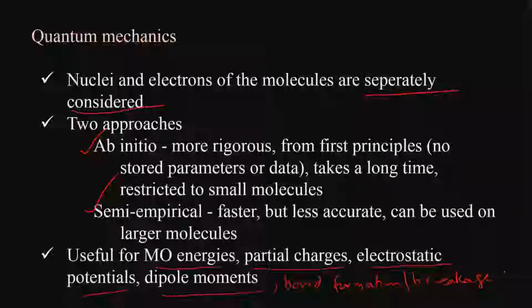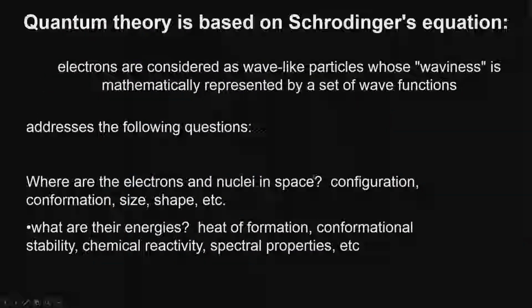We can also look at molecules at different oxidation states. All these can be done in quantum mechanics, and we will look at semi-empirical, which is faster but less accurate, and ab initio, which is very rigorous and based on first principles. They are all based on Schrodinger's equation. Electrons are considered as wave-like particles whose waviness is mathematically represented by a set of wave functions. So, it is all based on the Schrodinger's equation.